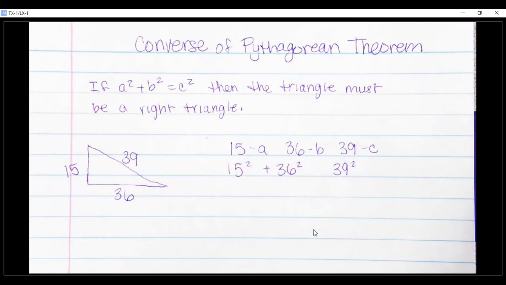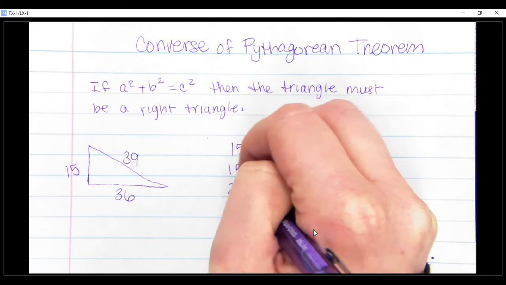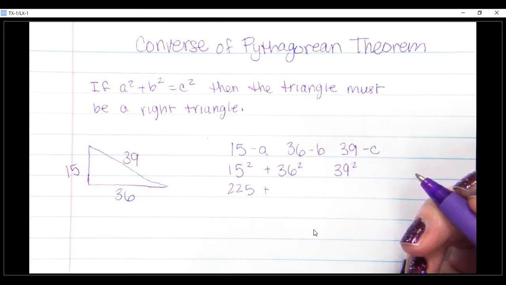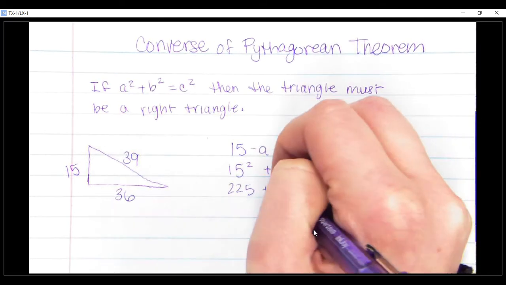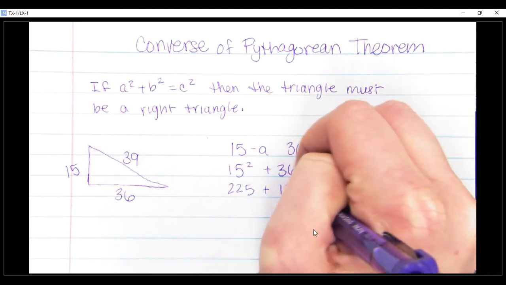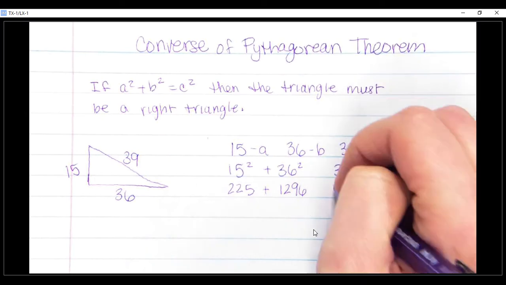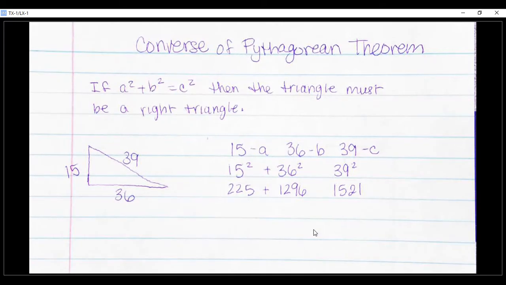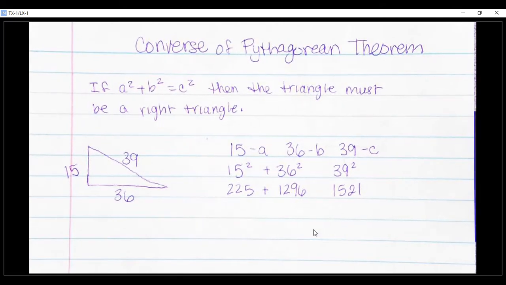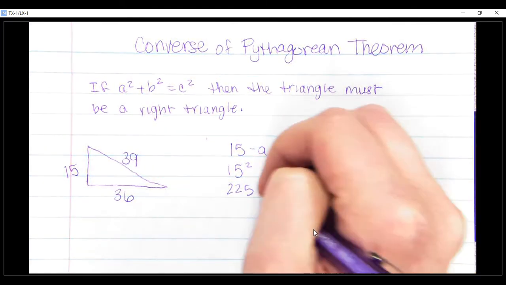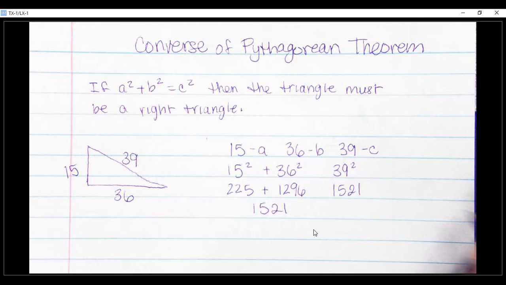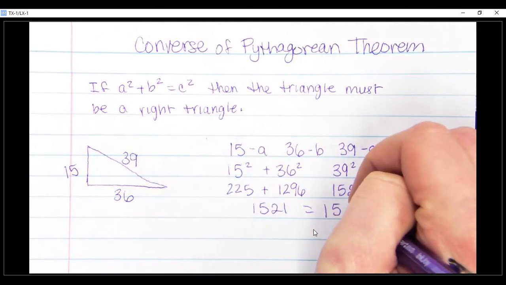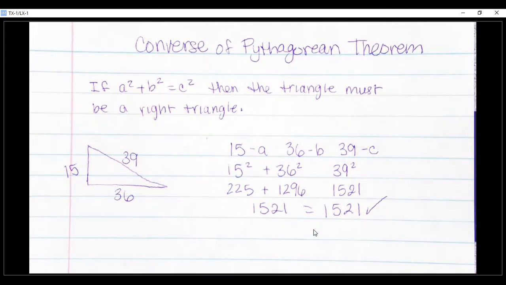Well, 15 squared is going to be 225. 36 squared is going to be 1,296. 39 squared is 1,521. So when I add my A and my B after they're squared together, I have in this example 1,521. And yes, that does equal 1,521. So I know for sure that the triangle that I have right here is a right triangle.